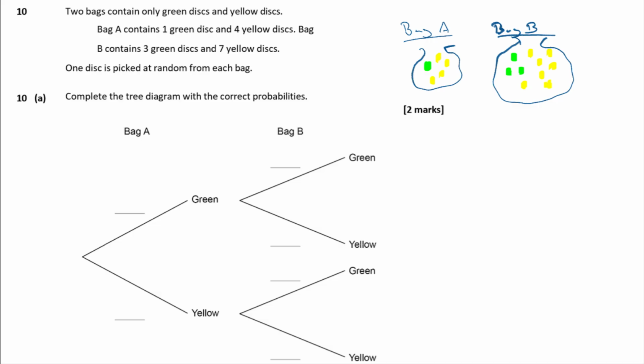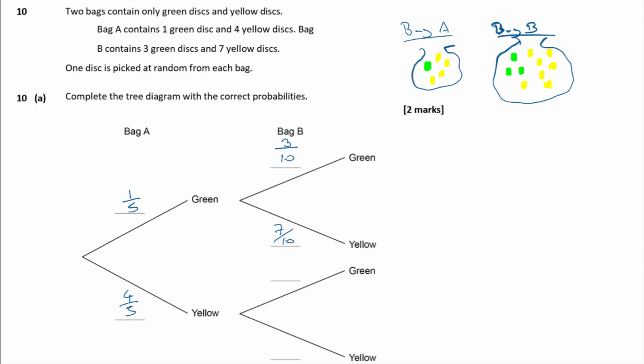Now, for bag A, there's 1 green one and 4 yellow ones, meaning that there are 5 discs altogether. So the probability of getting a green is going to be 1 out of 5. Okay? So the probability of not getting a green, in other words, getting a yellow, is going to be 4 out of 5. Okay, so we're done with bag A. Switching to bag B. Now I've got 3 green, 7 yellow, making 10 altogether. So the probability of picking a green one is the 3 green ones out of the 10 discs. And so the probability of getting yellow is going to be 7 out of 10.